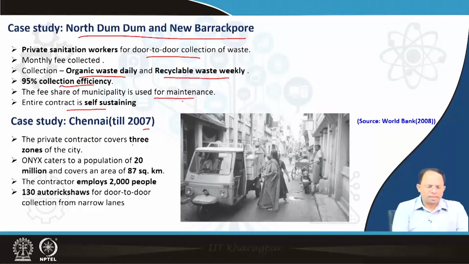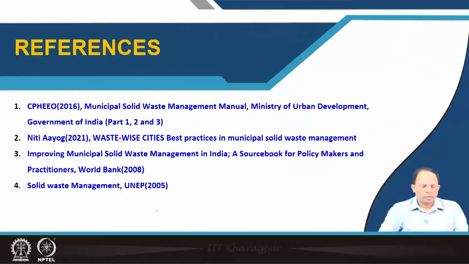The other case study is from Chennai in the year 2007. It's a little bit older case study. A private contractor covered 3 zones of the city. It was called Onyx, and they catered to a population of 20 million and covered an area of 87 square kilometers. They employed around 2,000 people and 130 auto rickshaws for door-to-door collection from narrow lanes. So this is how the system looked. These are some of the references you can study.